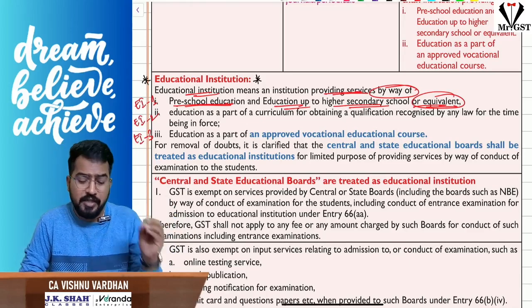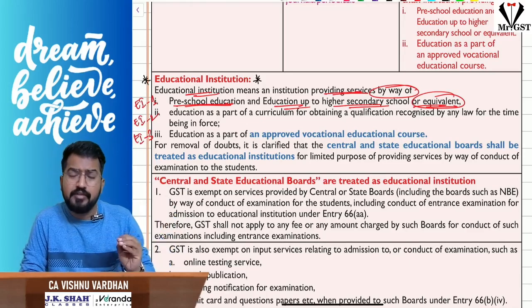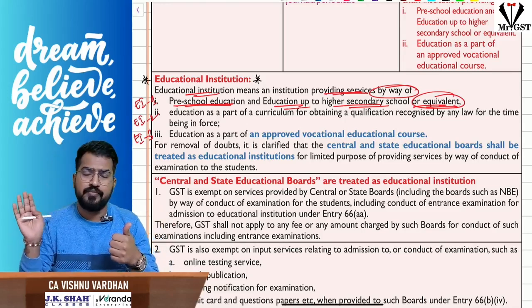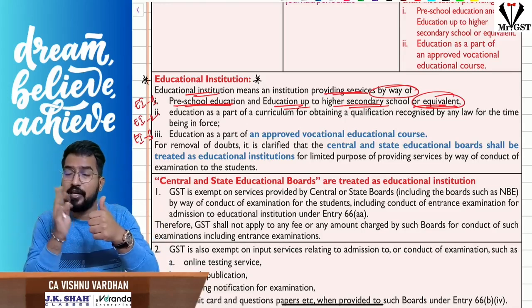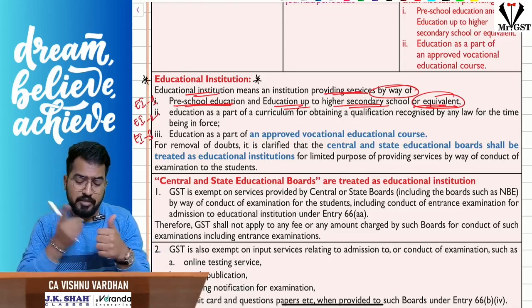Seriously, I'm sorry. So the point is, sir, the education they are providing by way of preschool as well as up to higher secondary school. This is EI1, the first category. I am talking about the educational institution definition. We have not entered into the exemption.